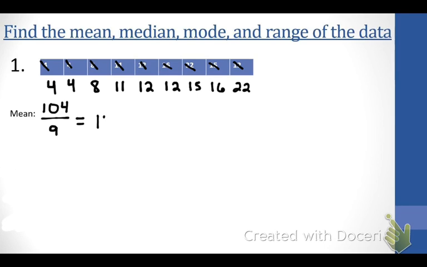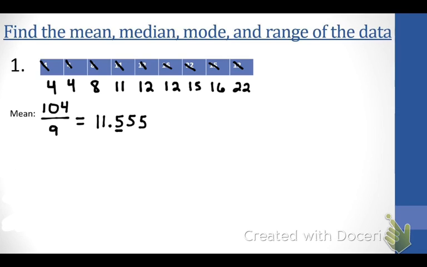11.5 repeating. What does that mean? Which number is being repeated? 5. So basically I could go on forever: 0.55555. But when you have something like this, I don't want you to go on forever and ever. Every time you have a problem like this, I want you to round to the nearest tenth.